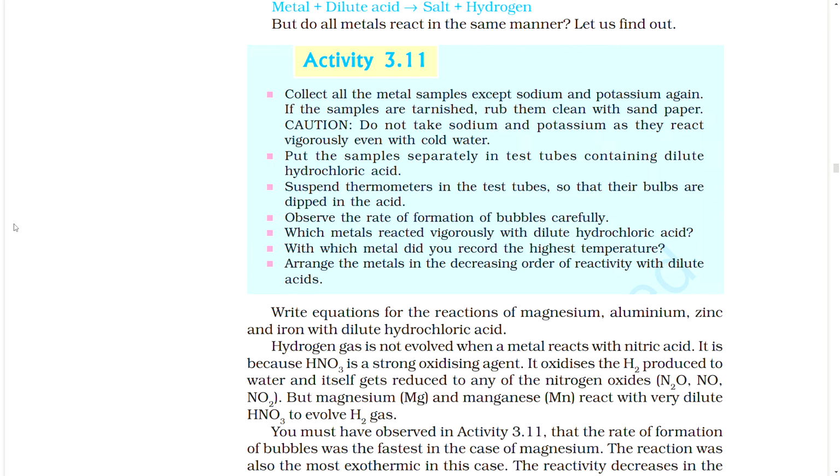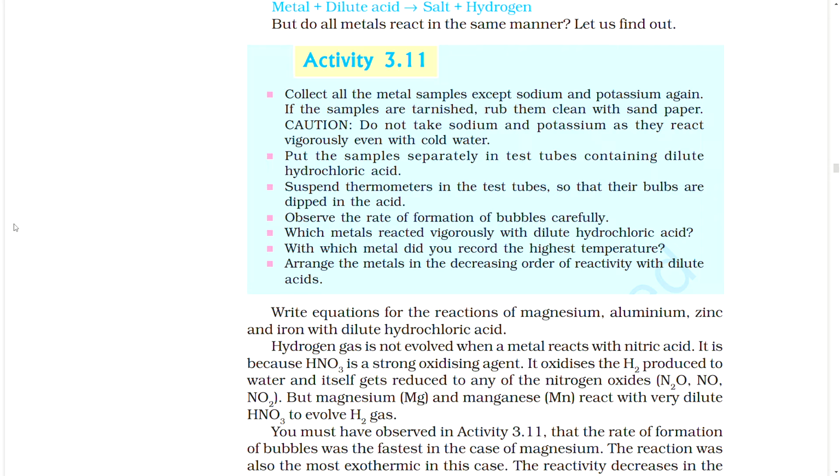Activity. Collect all the metal samples except sodium and potassium again. If the samples are tarnished, rub them clean with sandpaper. Caution: do not take sodium and potassium as they react vigorously even with cold water. Put the samples separately in test tubes containing dilute hydrochloric acid. Suspend thermometers in the test tubes so that their bulbs are dipped in the acid.